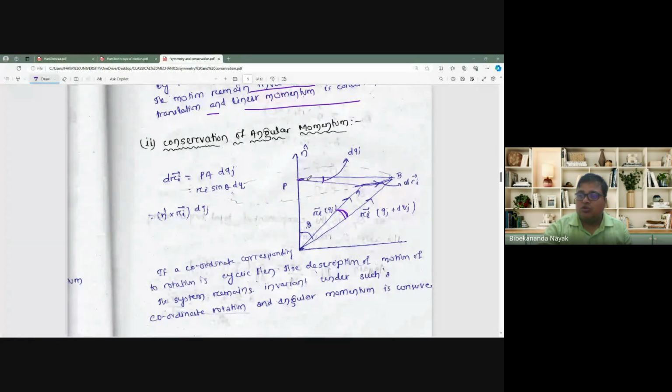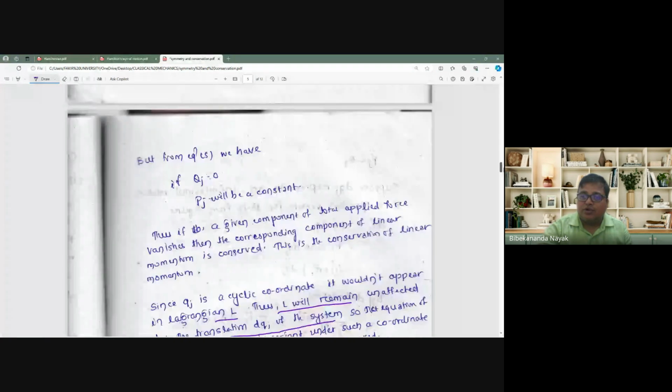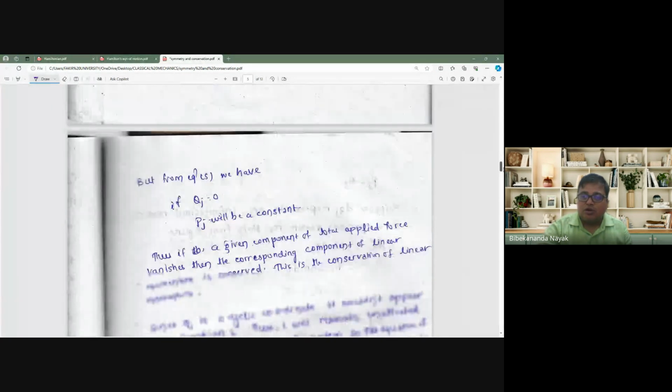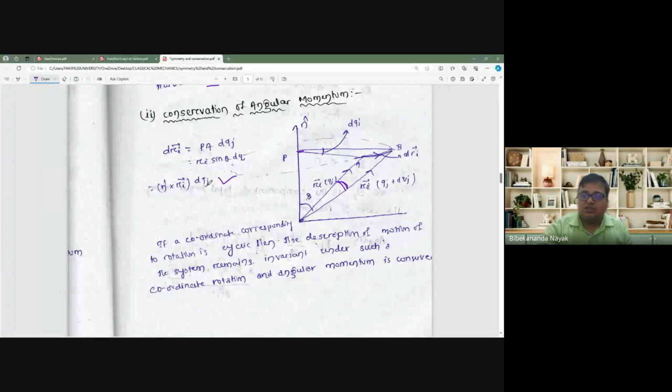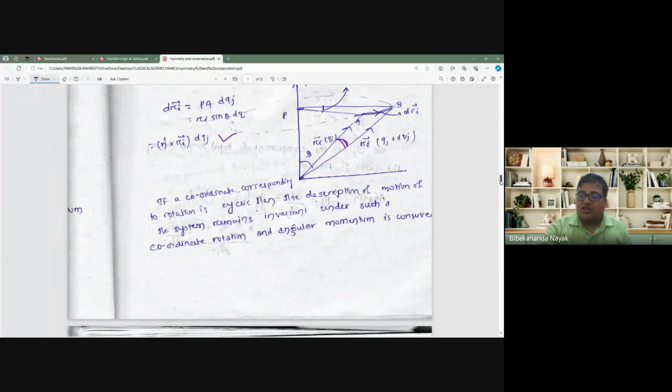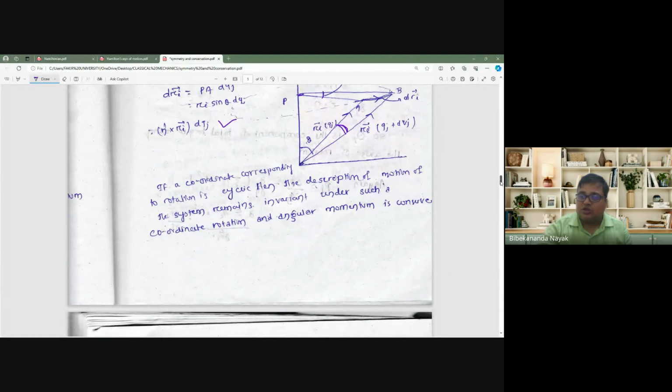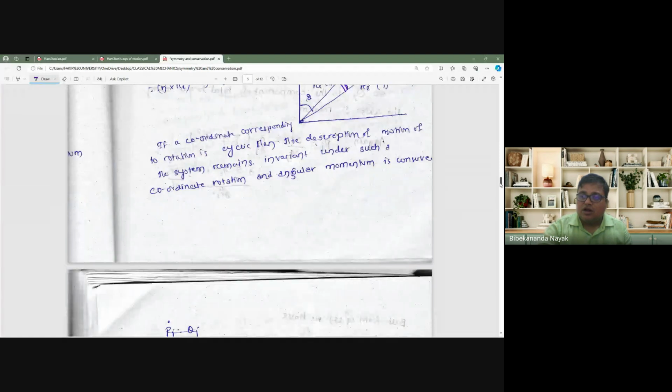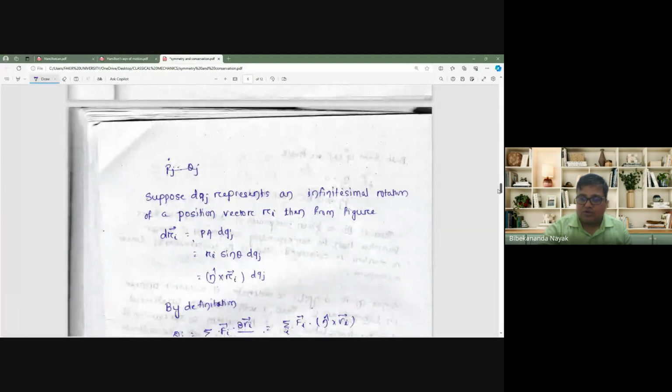Pa is equal to Ri sin theta, so dRi is n cap cross Ri dQj. So ∂Ri/∂Qj is equal to n cap cross Ri. In linear momentum, ∂Ri/∂Qj was n cap, but here ∂Ri/∂Qj is equal to n cap cross Ri. This is the only difference, other things are nearly the same. So if the rotation is cyclic, then the motion of the system remains invariant under such a coordinate rotation, and angular momentum is a conserved quantity.